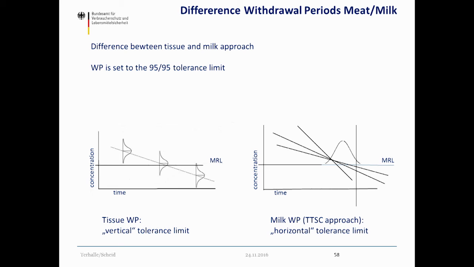The difference is that with the tissue withdrawal period and other milk methods, what we do is we apply the distribution on the concentrations, and that's why we are having these vertical distributions. But in the TTSC, we are applying the distribution on the time, not on the concentrations, and that's why we have this different approach. So this is on the time and this is on the concentrations. This is the main difference. But in the end, it's all tolerance limits.